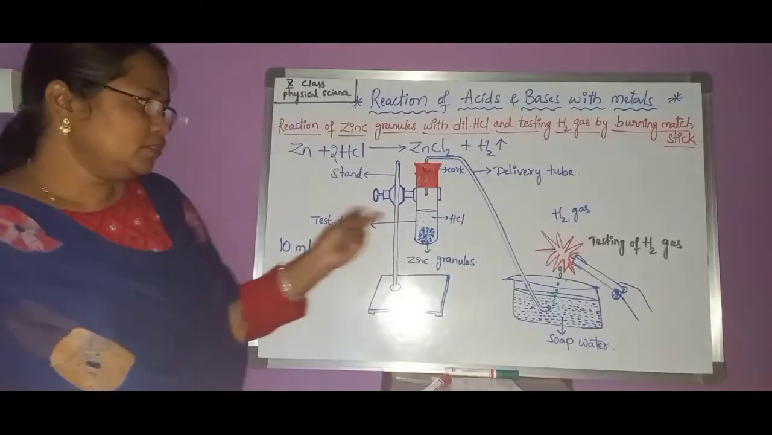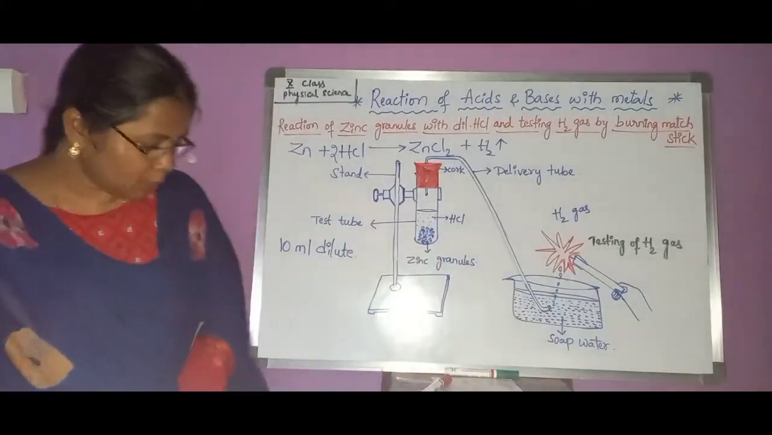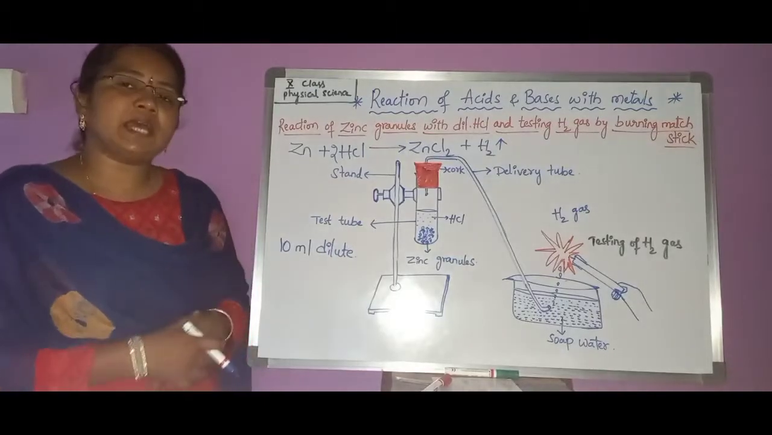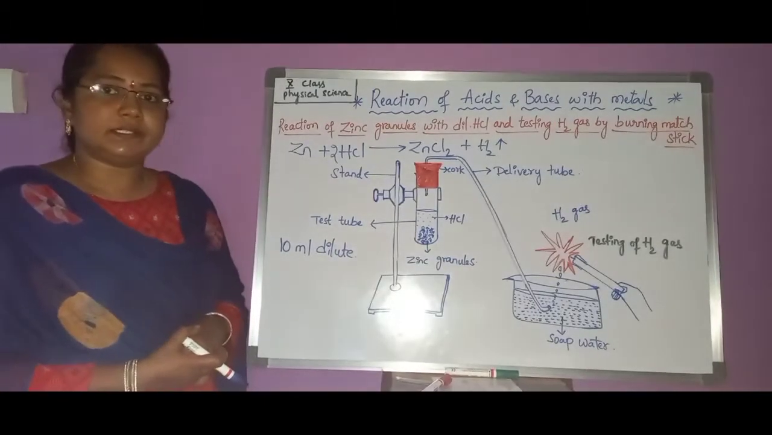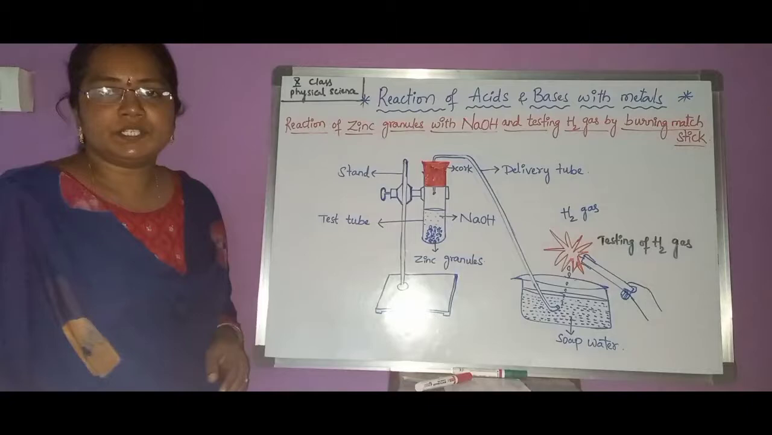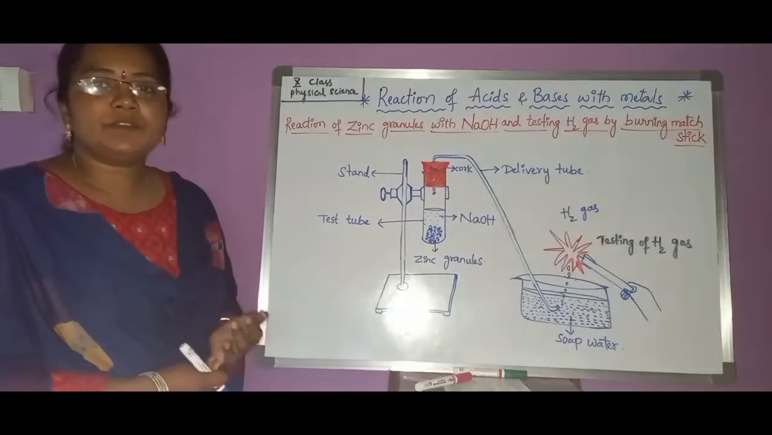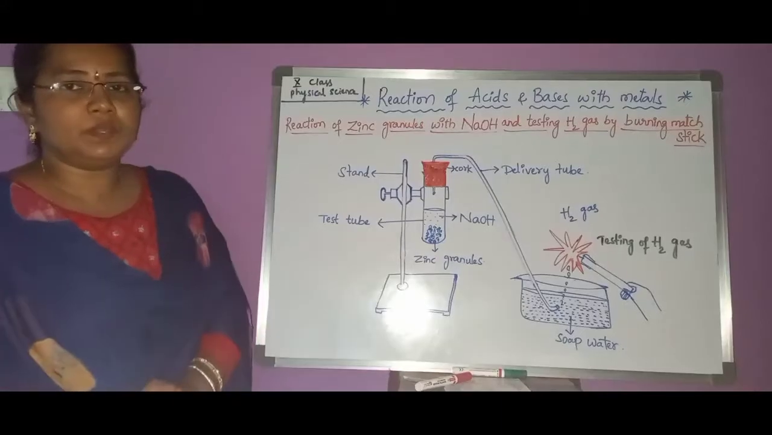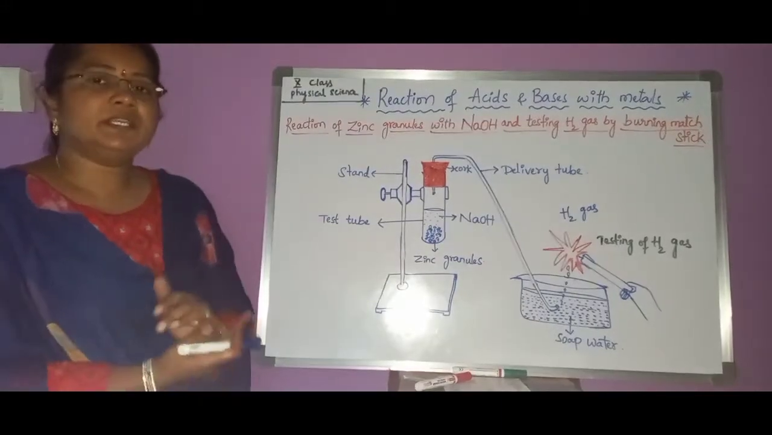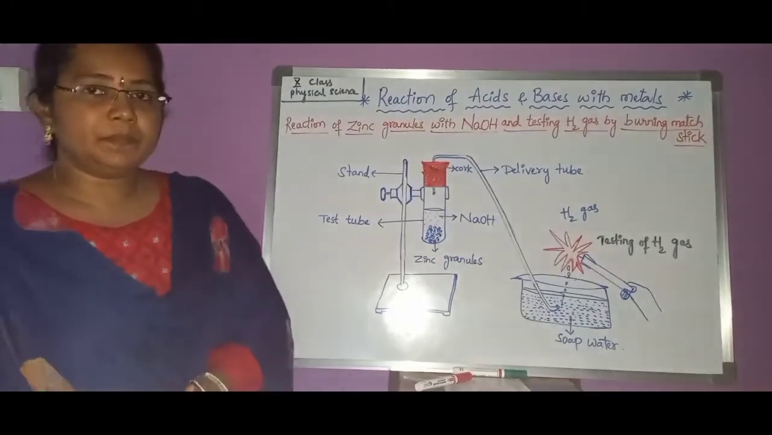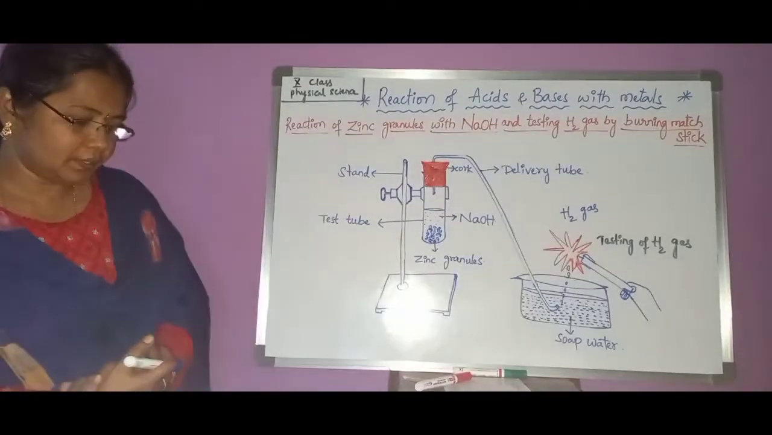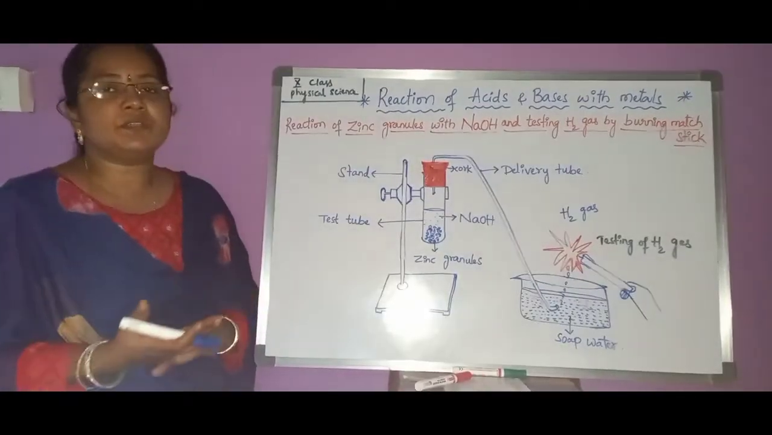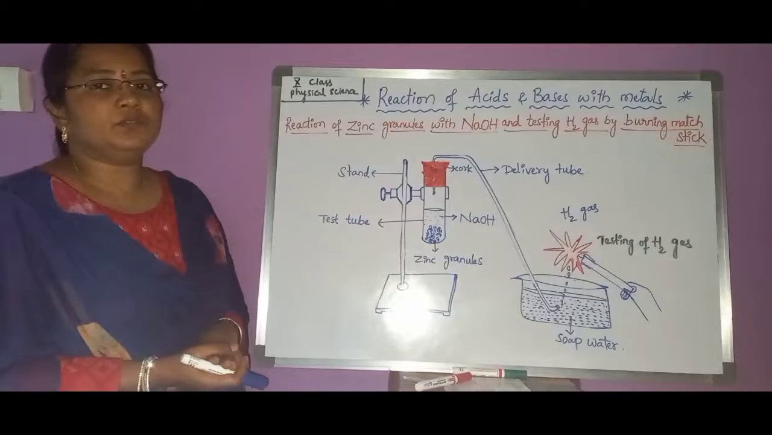Based on this activity we can come to a conclusion that when metals react with acids, they liberate hydrogen gas. Okay children, now we see the reaction of a base with a metal. What happens when bases react with metals? Already we have studied acid reaction with metals. When a dilute acid reacts with a metal, it liberates a colorless hydrogen gas.